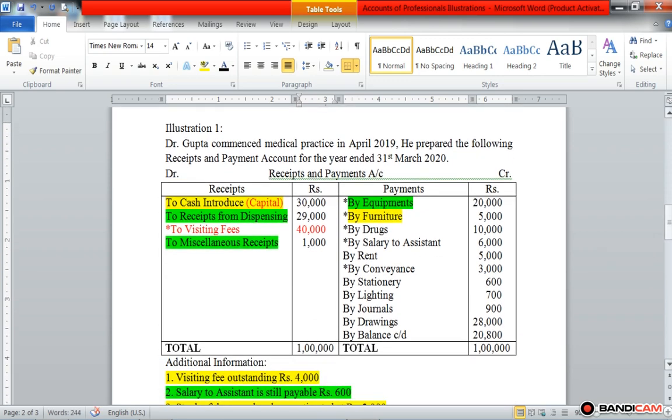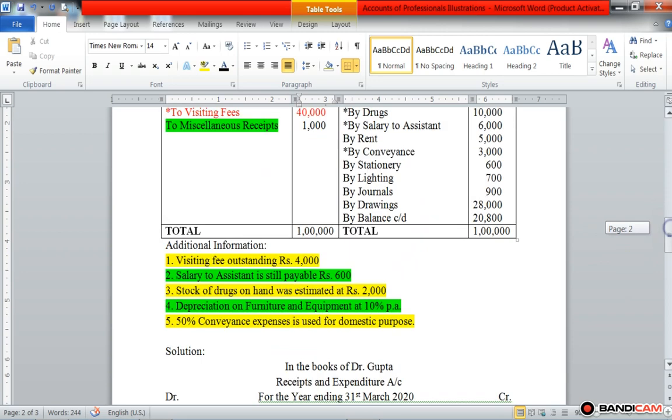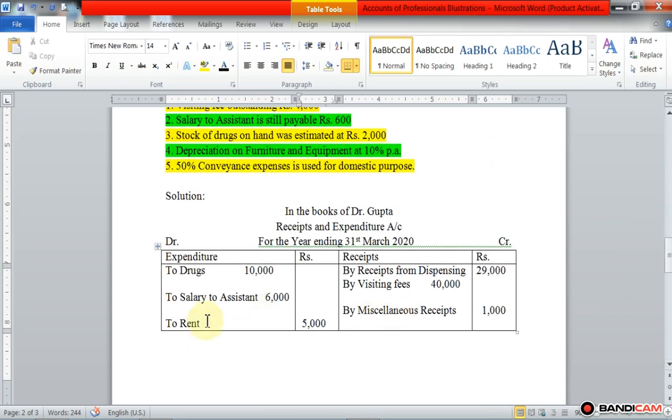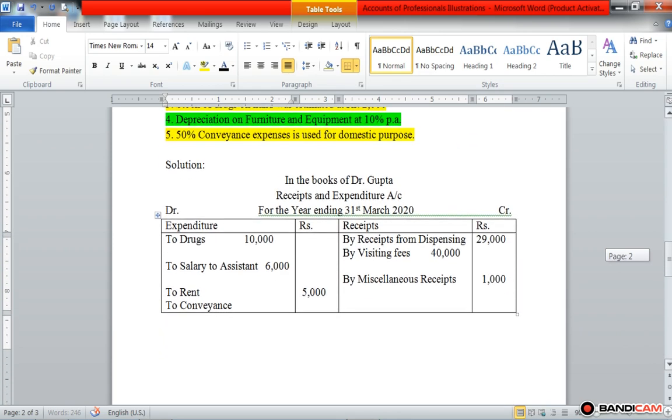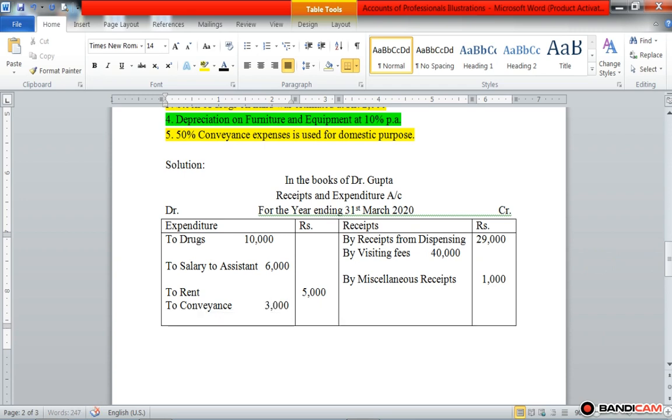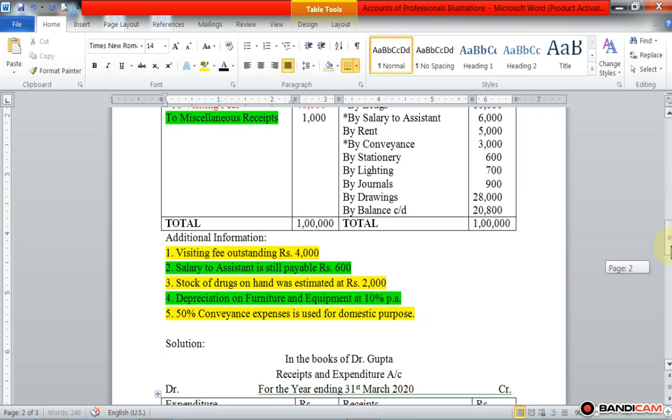Then conveyance expenses, which are also expenditure relating to the profession. To conveyance, additional information is provided, so we make a star in front of conveyance. Put the figure in the inner column, that is 3,000. Leave a line below conveyance expenses for giving the effect of additional information.